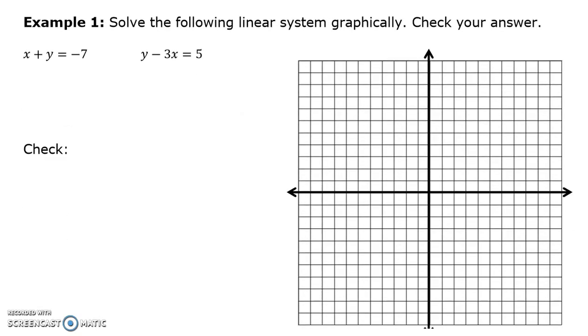Check your answer. So you notice that neither one of these is in the y equals mx plus b form. So what we're going to do is we're going to do a little bit of algebra to make it so that it is. So what I want to do here is I'm going to subtract x from the left side, and whatever I do to one side, I have to do the other. So this becomes y equals negative x minus 7. We write the negative x first because then it's in the y equals mx plus b form.